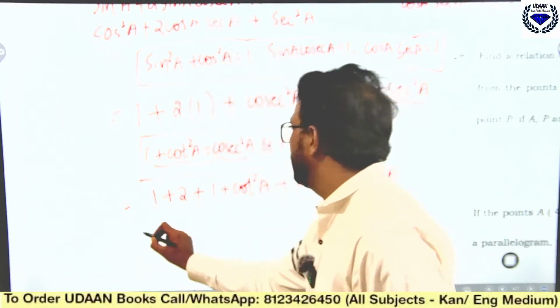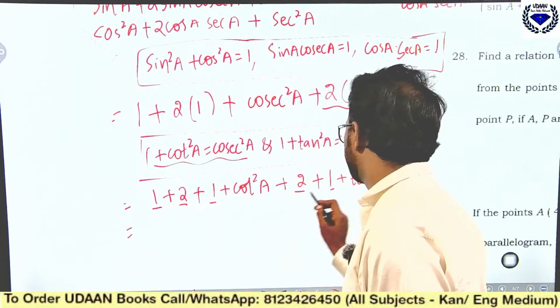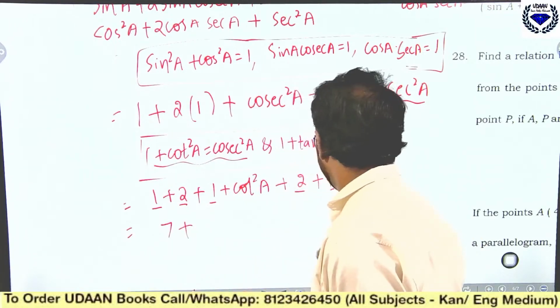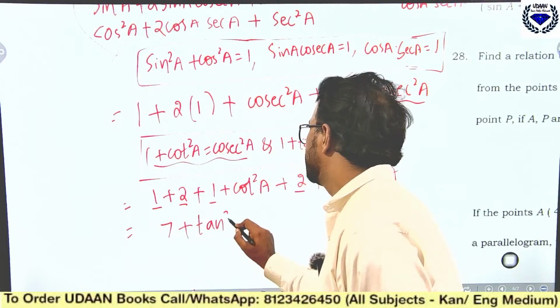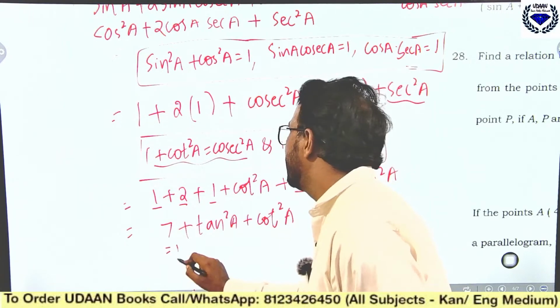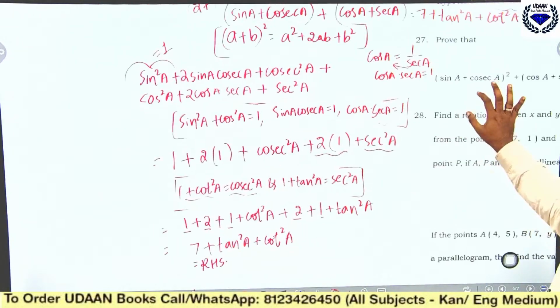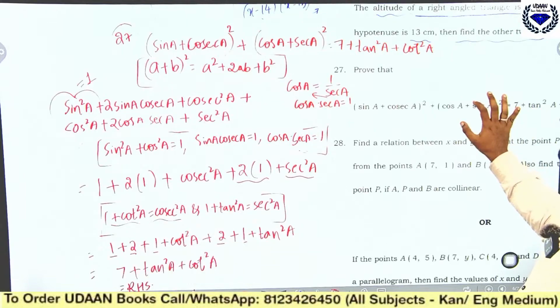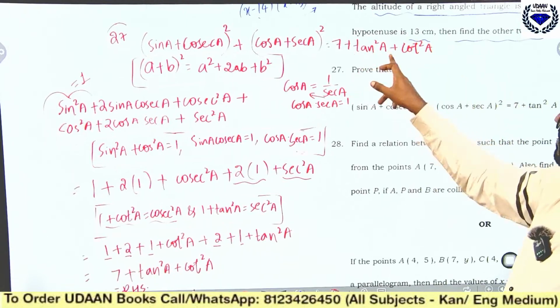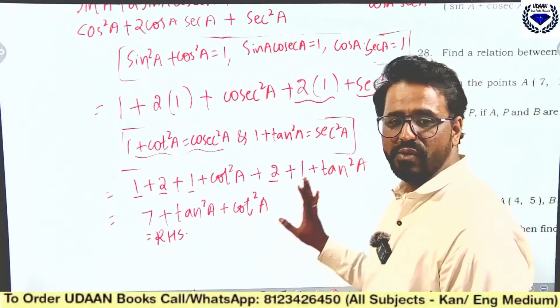Then you see here 1 plus 2 is 3, 3 plus 1 is 4, 5, 6, 7. You will get 7. Then tan square A, which is plus cot square A. So this will give you what? RHS. Okay. So I hope you got how to solve this one. Just question number 27. You see we need to find 7 plus tan square and cot square A, and we got 7 plus tan square and cot square A here.